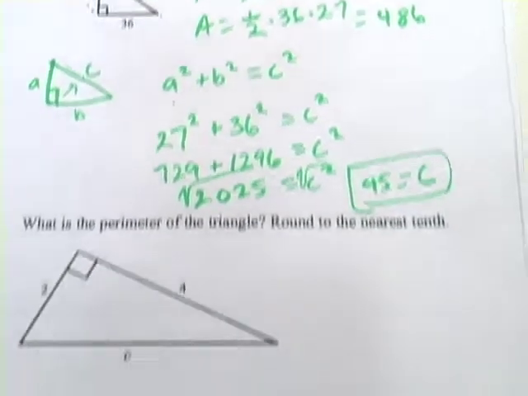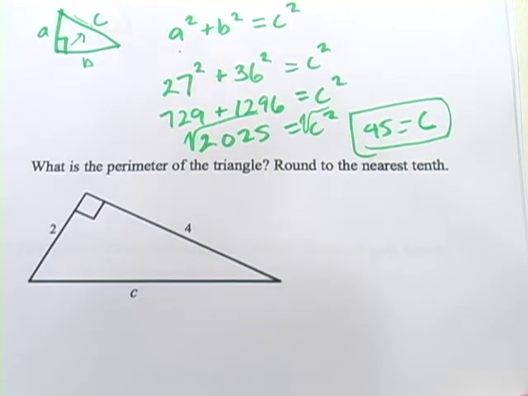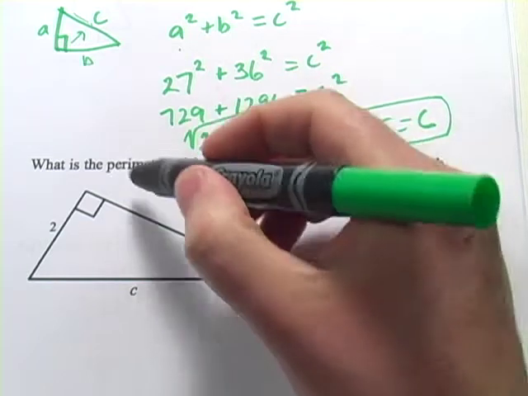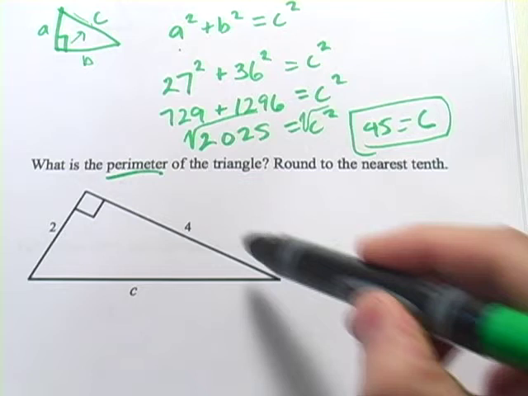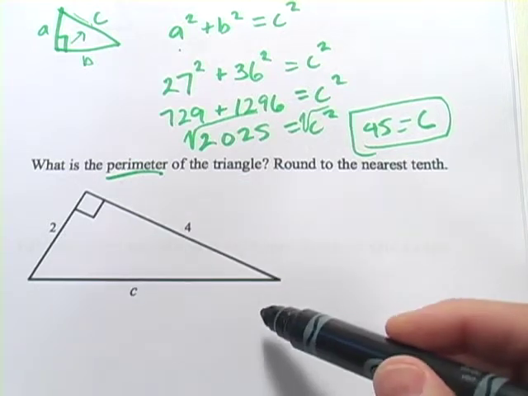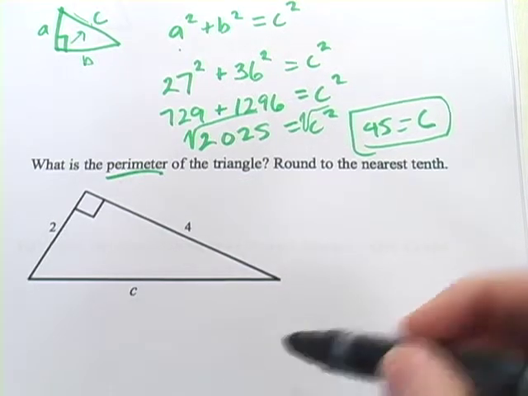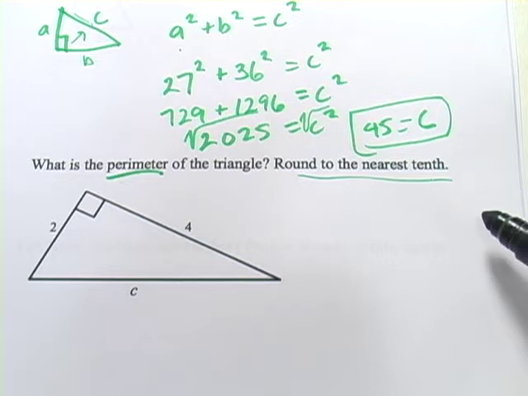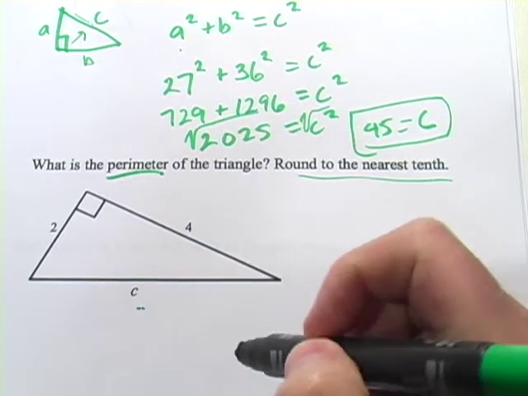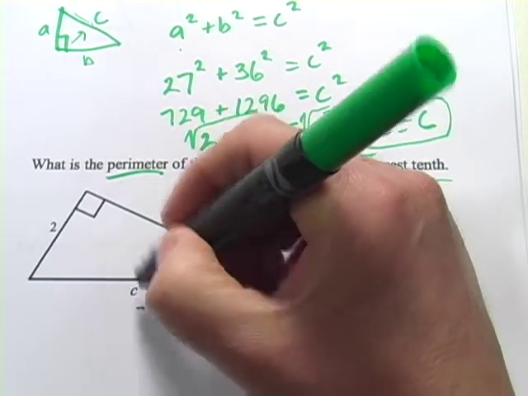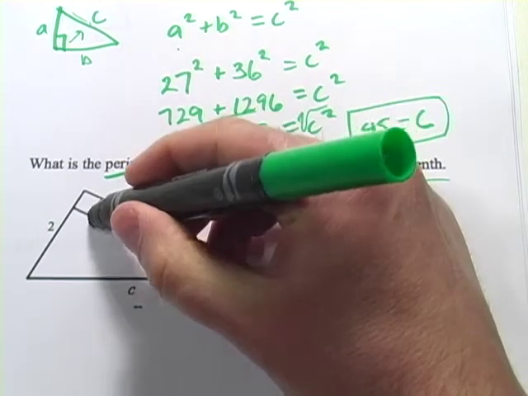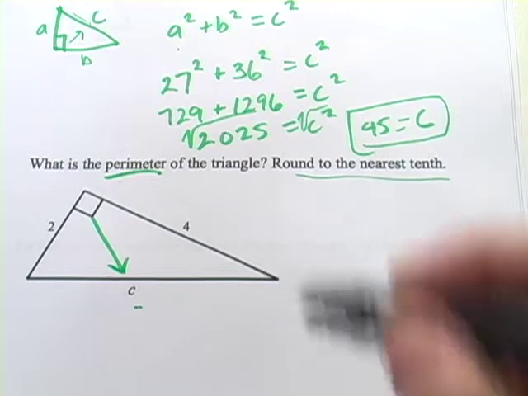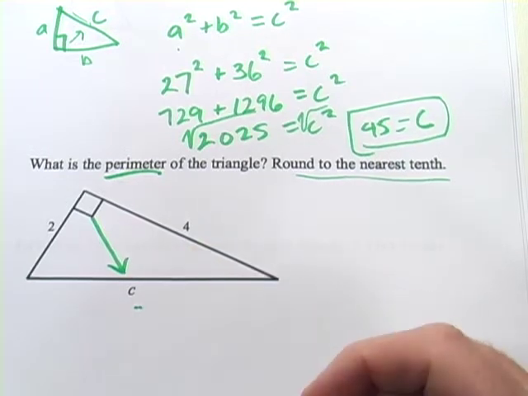All right, let's look at this next problem. This one says, what is the perimeter of the triangle? And that means I have to add all the sides together because I'm walking around the outside and I want to know that total distance. And then they're telling us to round to the nearest tenth. Now here, I like the way they've labeled it. They've got this C, and this is the hypotenuse. Even though this triangle is sort of turned upside down a little bit, it's the side that's opposite the right angle. So I know that's the hypotenuse.